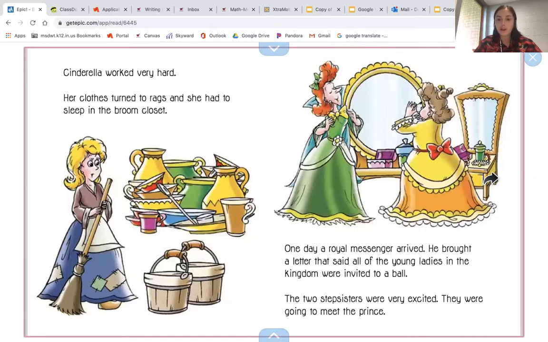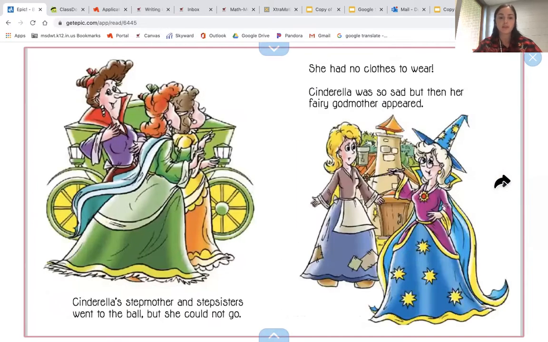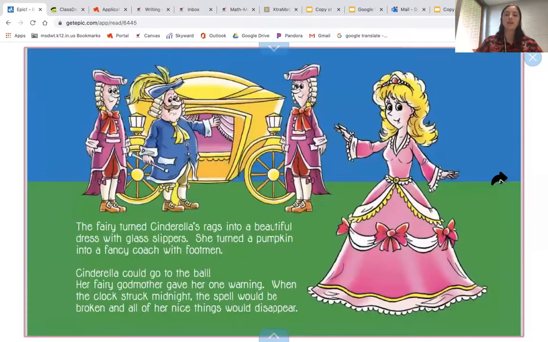One day, a royal, so kings, queen, princesses, princes, arrived. He brought a letter that said all of the young ladies in the kingdom were invited to a ball. Two stepsisters were very excited. They were going to meet the prince. So that's another big thing of fairy tales. Princes, princesses. Cinderella's stepmother and stepsisters went to the ball, but she could not go. She had no clothes to wear. Cinderella was so sad. But then her fairy godmother appeared. So fairy tale, fairy godmother, that's important. That's another thing we can find in a fairy tale.